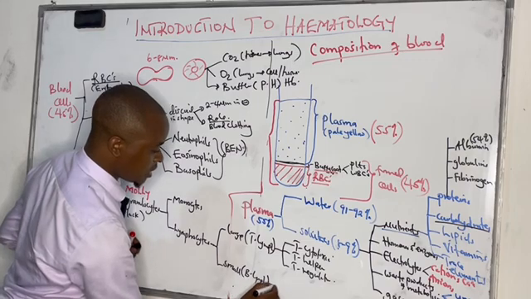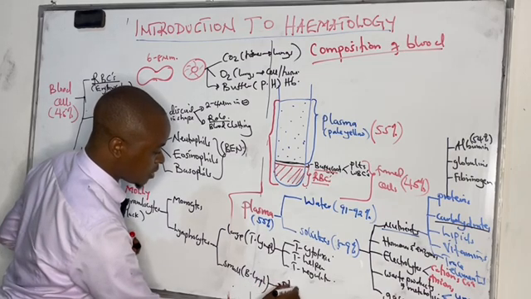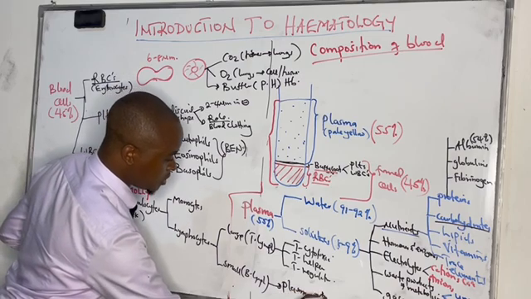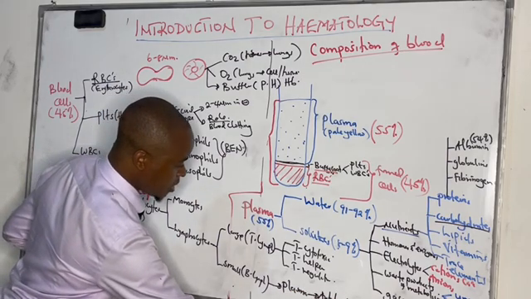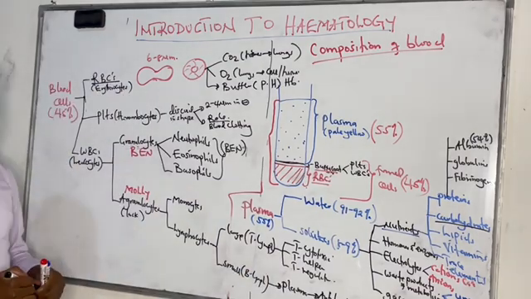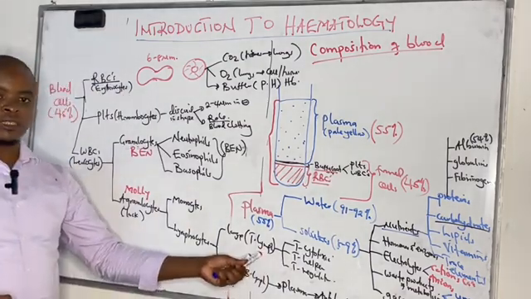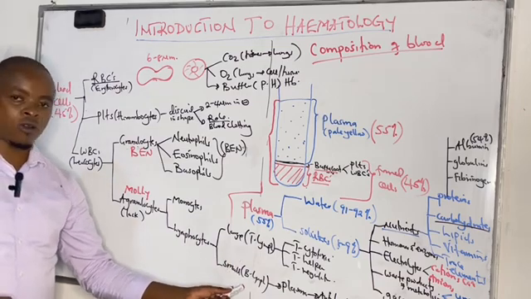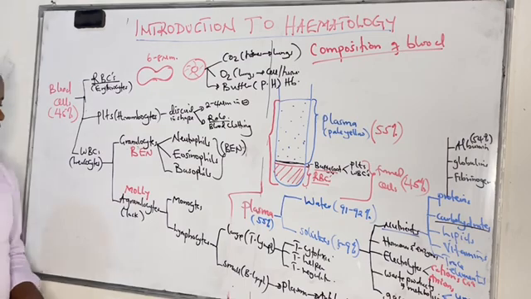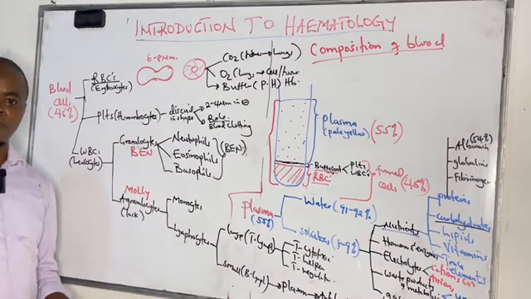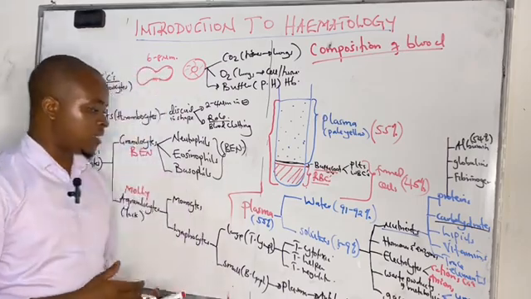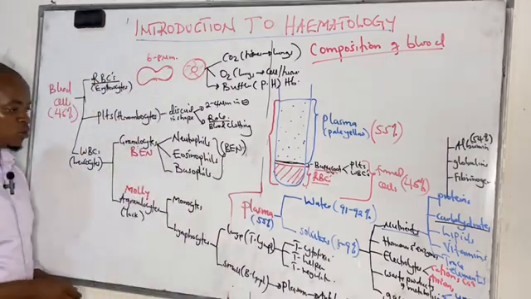Then the B lymphocytes proliferate into plasma cells, and these plasma cells are the ones that produce antibodies that render our body immunity, whereby these participate in humoral-mediated immunity, while the T cells participate in cellular-mediated immunity. So we see lymphocytes playing a big role in providing immunity to our body, that when there is a pathogen that enters, we see these guys coming into play.